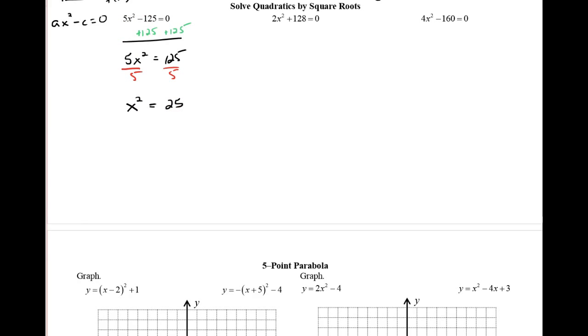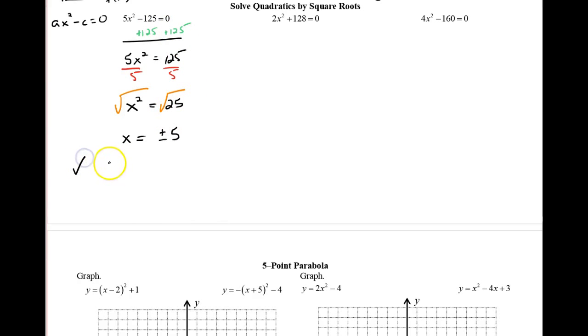So now I square root both sides. I'm going to end up with x equals plus or minus 5. So remember, whenever we're solving, whenever we have that equal sign, we can take our answer and plug it back in just to check it.